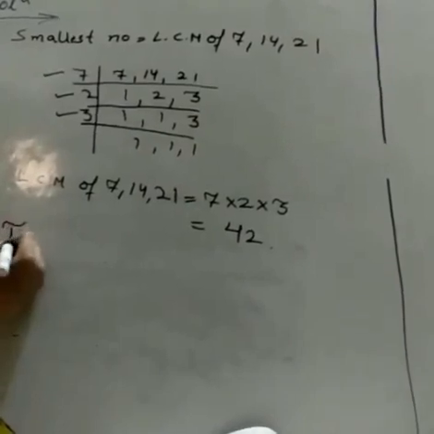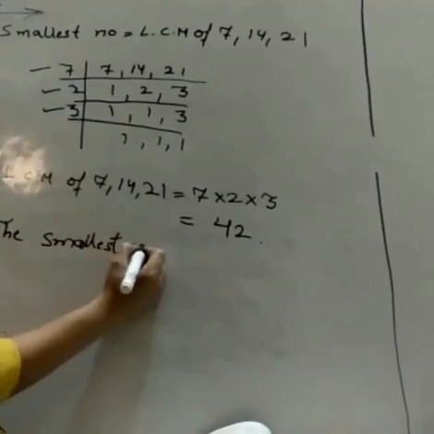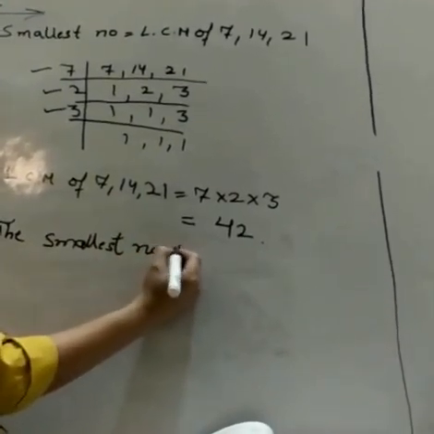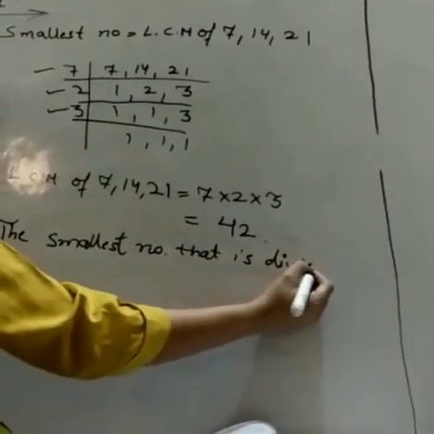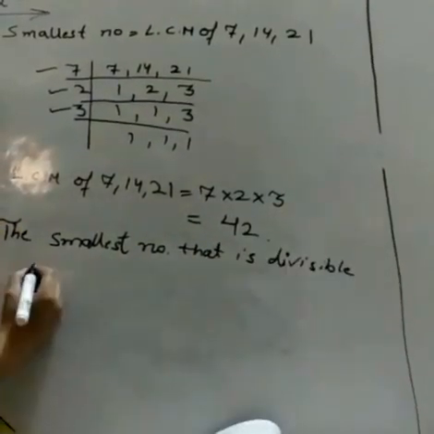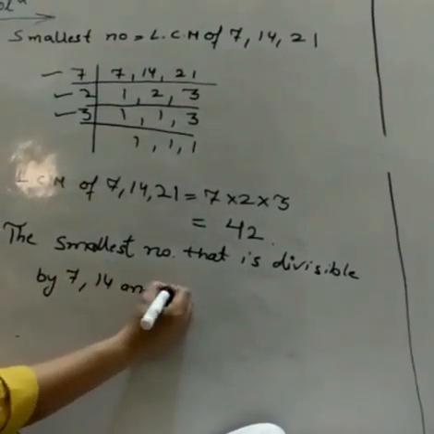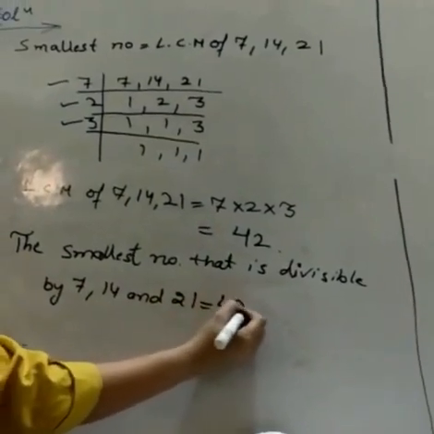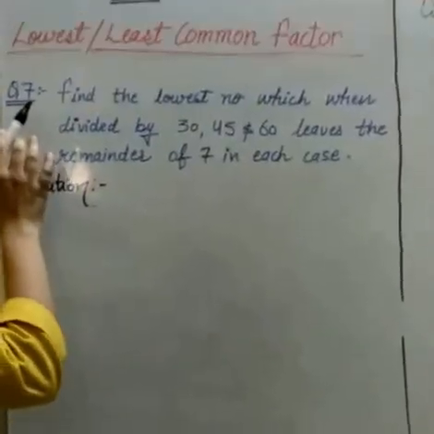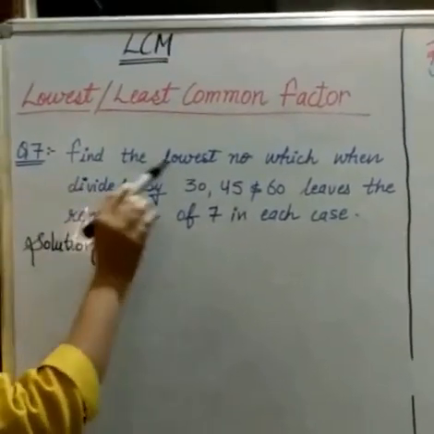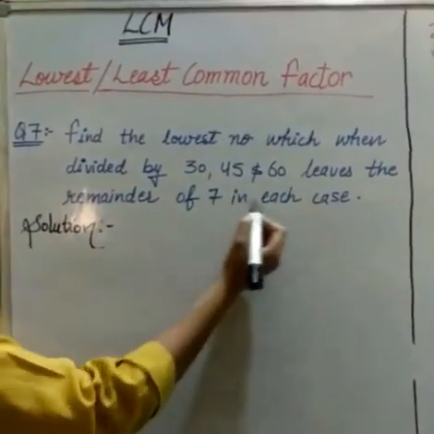So the smallest number that is divisible by 7, 14 and 21 is equal to 42. This is answer. This is question number 7 of your book. Find the lowest number which when divided by 30, 45 and 60 leaves the remainder of 7 in each case.